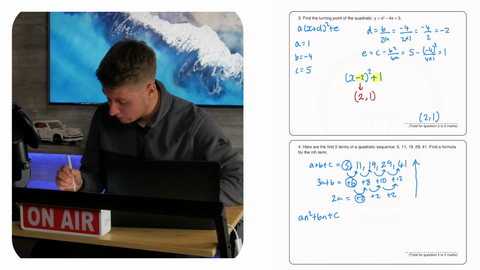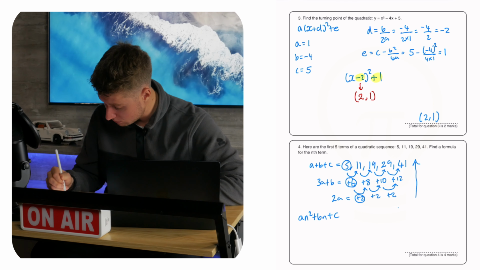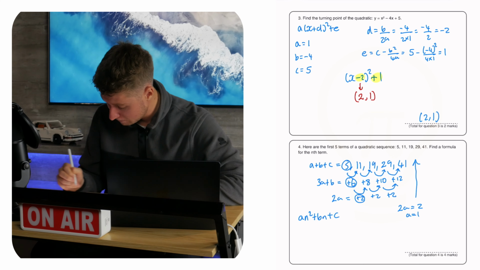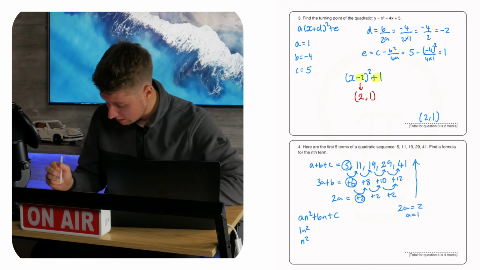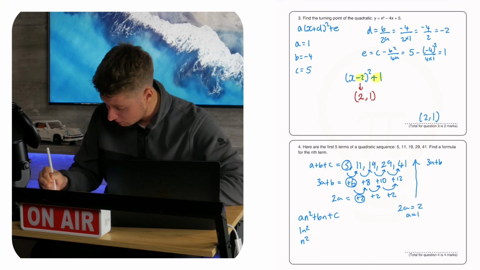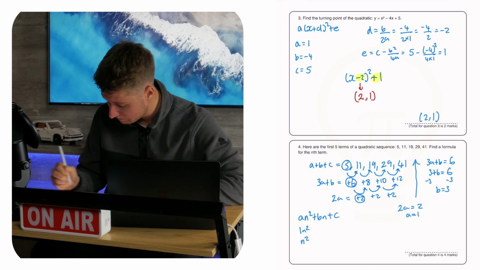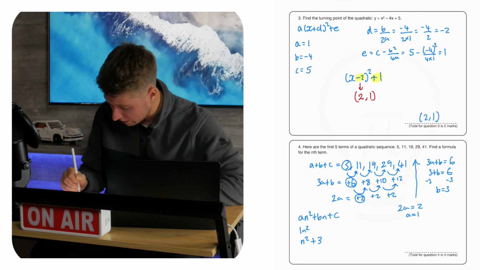So starting with the bottom, we've got 2a equals 2. So if 2a is equal to 2, then that means a must equal 1. So 1n squared, which is just n squared. Next we can find b. If we've got 3a plus b equals 6, well, if a is 1, 3 times 1 is 3, plus b equals 6, and then if we subtract 3 from both sides, we get b is equal to 3, so plus 3n.